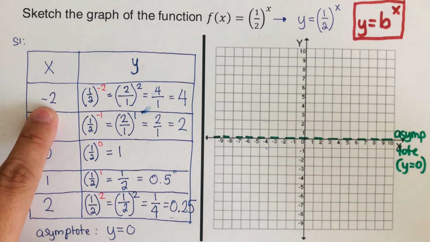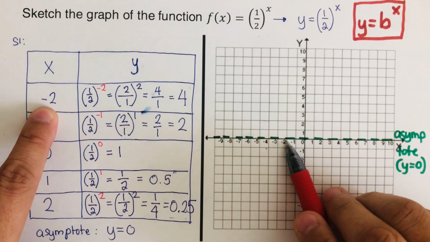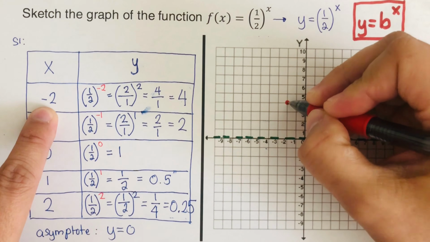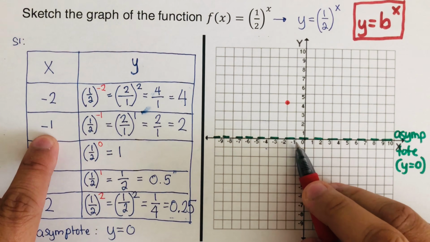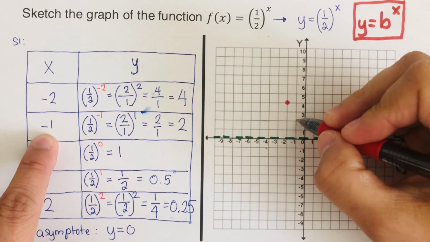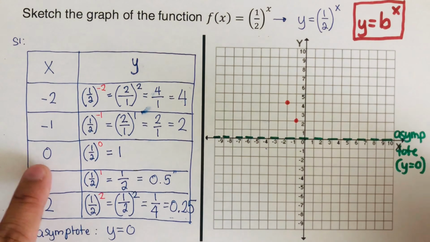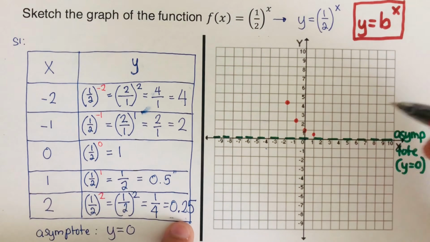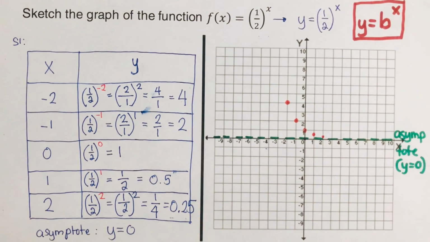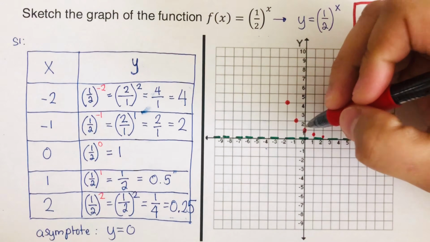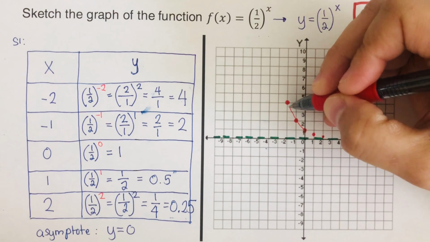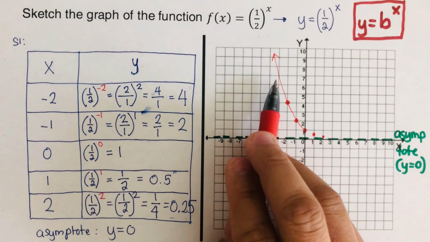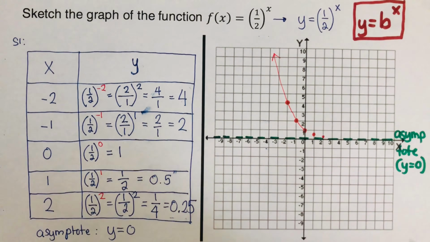We start with -2. It's going to be on 4. So -2 is going to go to 4. So it's going to be right here. And then we have -1 and 2. So -1 goes to 2. And I will draw the rest of them. Okay, so we're ready to connect the dots together. So we're gonna connect these dots going up there. And then again, remember that this graph is gonna dive towards the asymptote, but it's not gonna touch it.